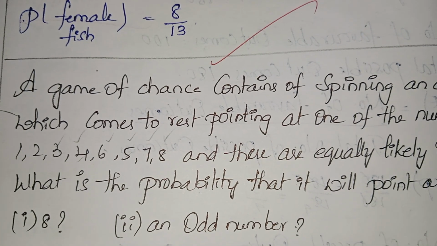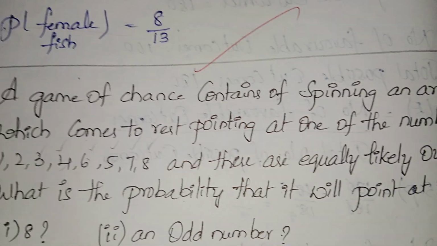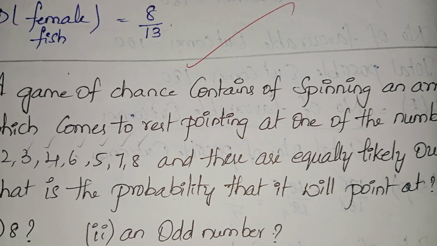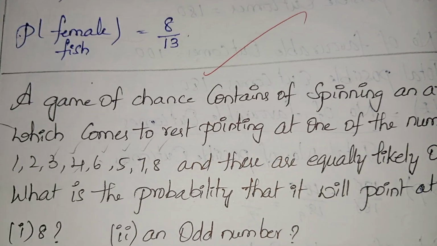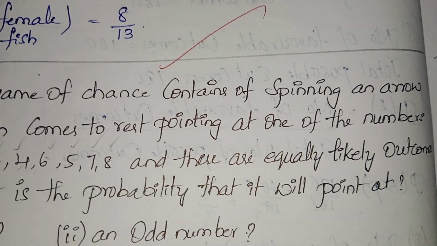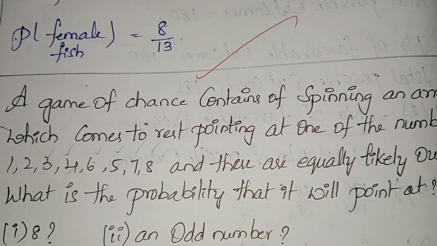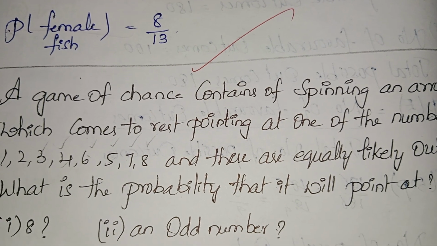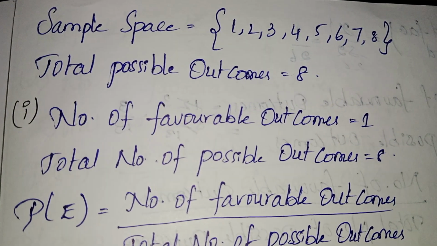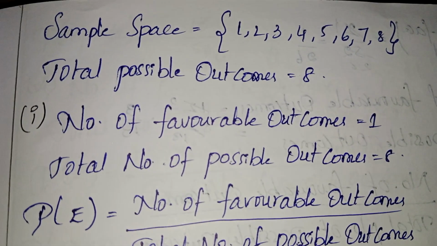A game of chance consists of spinning an arrow which comes to rest pointing at one of the numbers from 1 to 8, and these are equally likely outcomes. What is the probability that it will point at? Solution. Sample space 1, 2, 3, 4, 5, 6, 7, 8. Total possible outcomes is equal to 8.